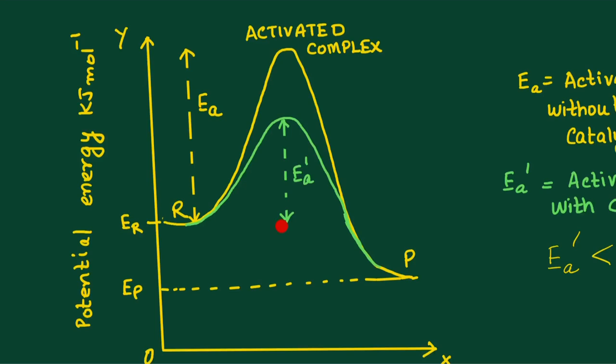So how will it affect the equilibrium? It won't affect the equilibrium. The concentration of the reactants or the products obtained will still be the same. The only thing is we will be able to achieve that equilibrium faster.